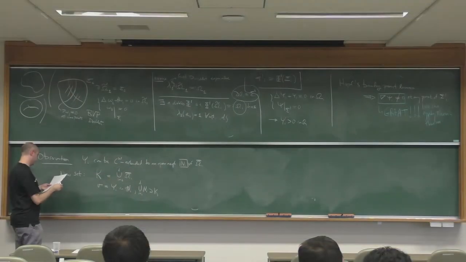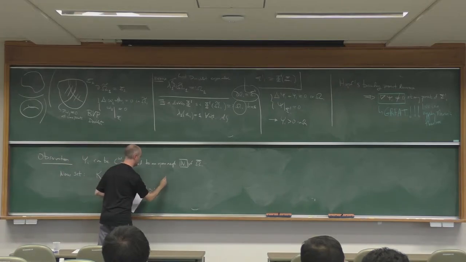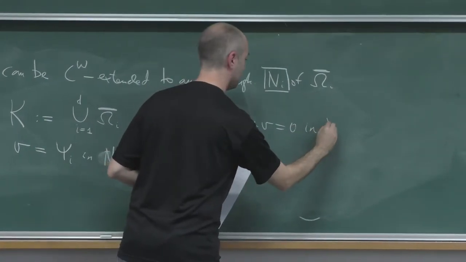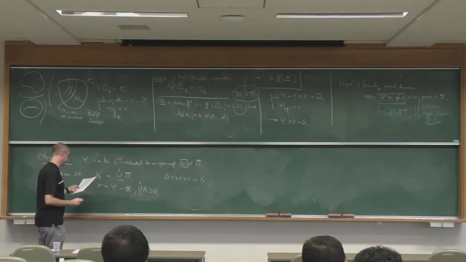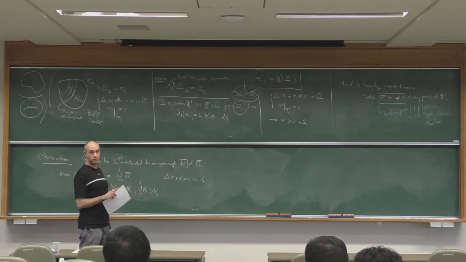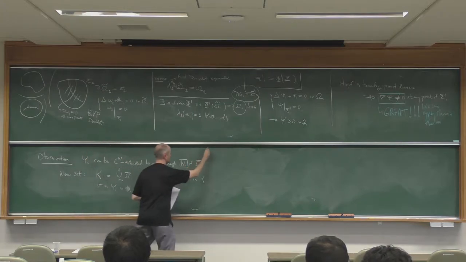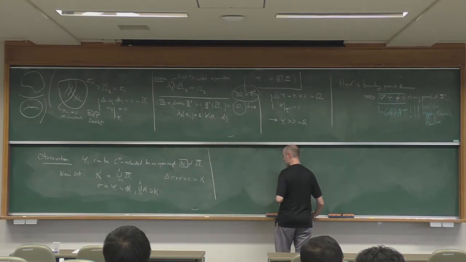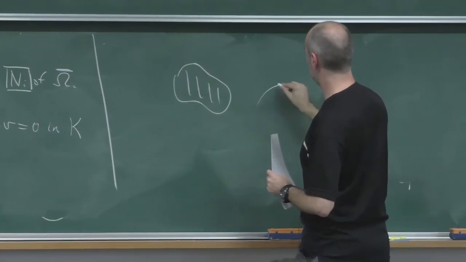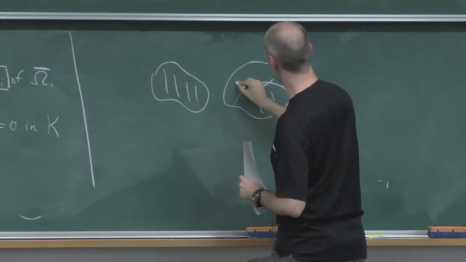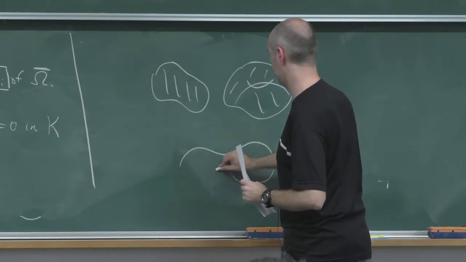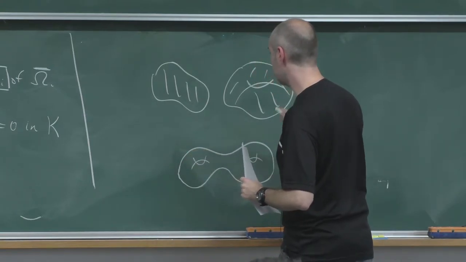Okay. So, and of course, the Laplacian of B plus B is equal to zero in K. Now we can apply the global approximation theorem because if you look at the complement of K, so who is K? K is each one of these domains. There are several. It's disconnected in general if we want to prescribe several components. Different topologies in general.